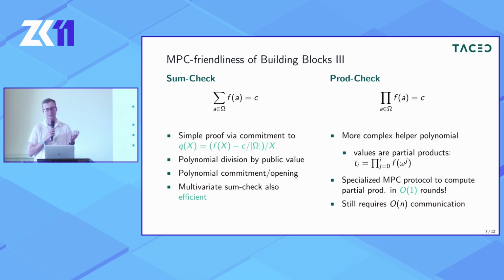For the product check, it's a little bit more complex since the helper polynomial that we need here is a little bit more complex to compute. We essentially need a helper polynomial where the values are the partial products, so the products up to a certain index are the values of this polynomial, and there are specialized MPC protocols to compute this partial product in a constant number of rounds, but we still have linear communication. So it's a very common thing that you take some part and replace it with a more specialized MPC protocol.